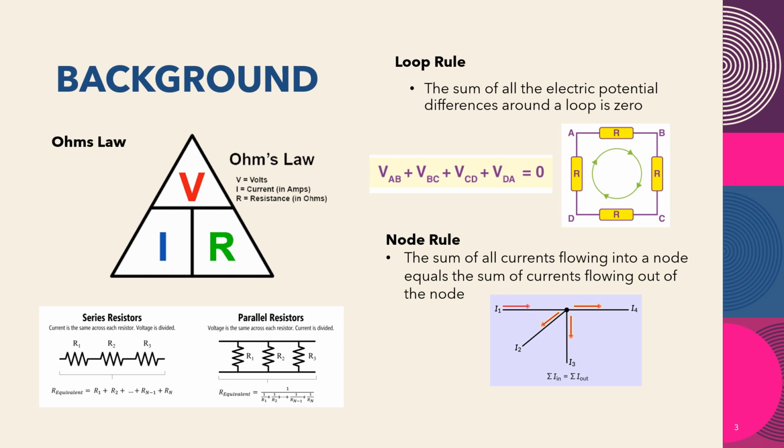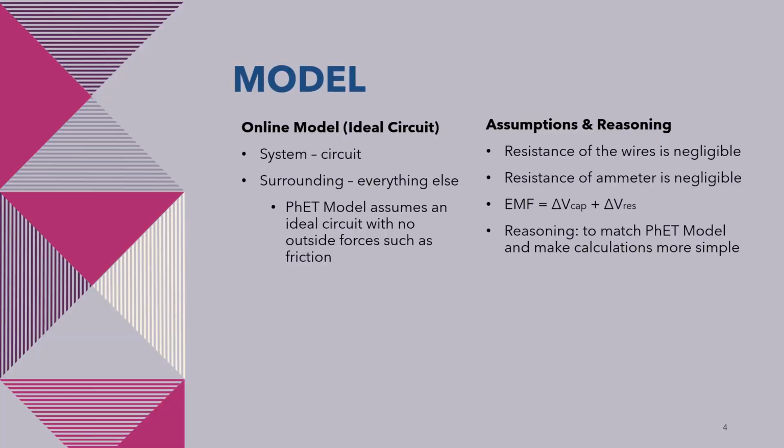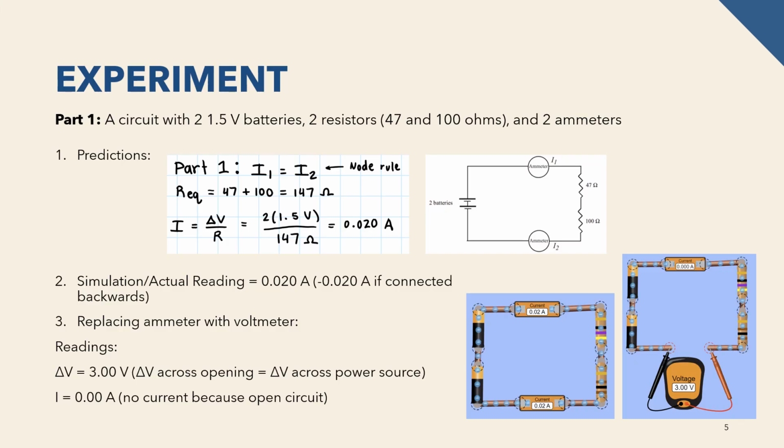The models for this lab are an online ideal model where the system is the circuit and the surroundings are everything else. We assume that the resistance of the wires and the ammeter are negligible because the PHYS model assumes an ideal circuit. The first part of the experiment involves a circuit with two 1.5-volt batteries, two resistors, and two ammeters.